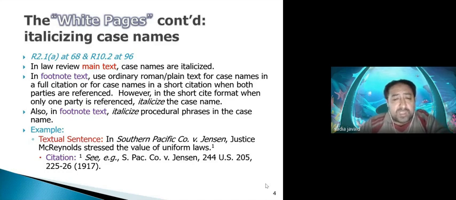So here I also mentioned the textual sentence in Southern Pacific Co. v. Jensen. This one is the main text, so it's italic. Justice McDonald stressed the value of uniform law. This one is normal; you are looking, it's not italic, it's not Roman or something like that. And beneath that is the citation, for example, S. Pac. Co. So again the footnote is there, which is italic, and it started with italic, and after that the normal text follows.